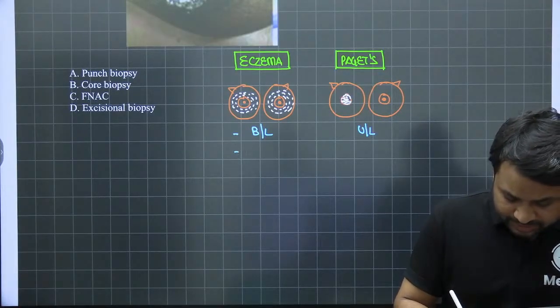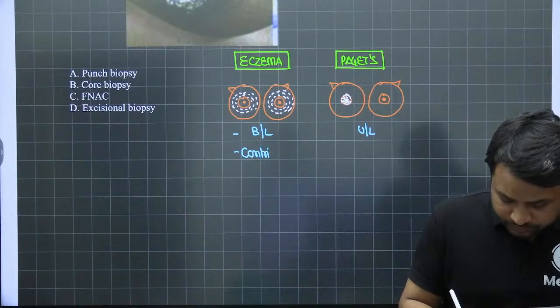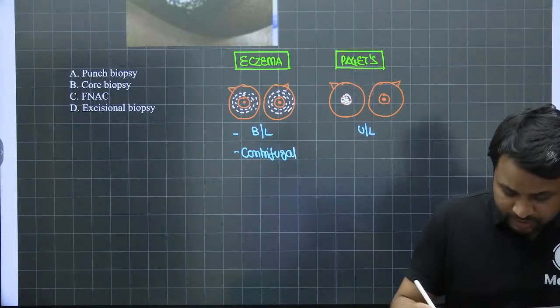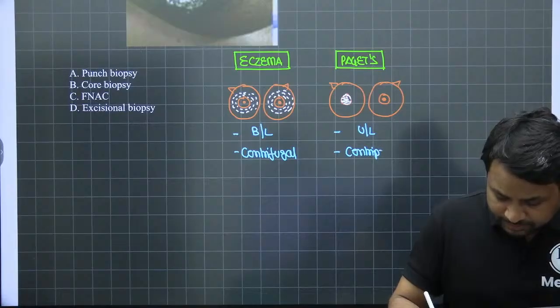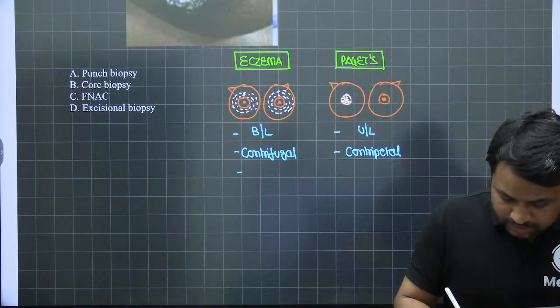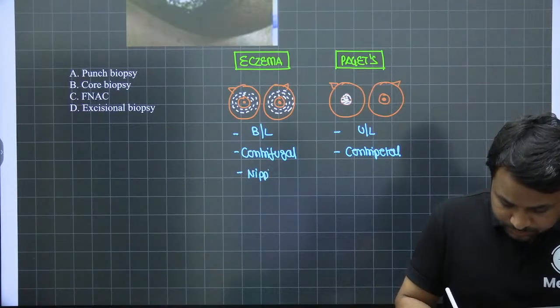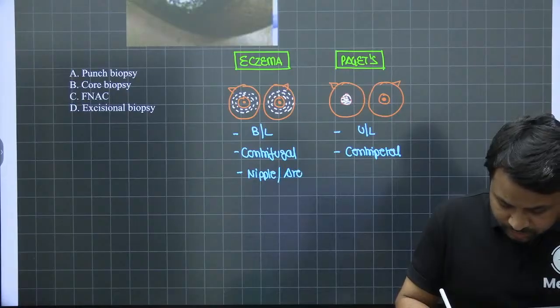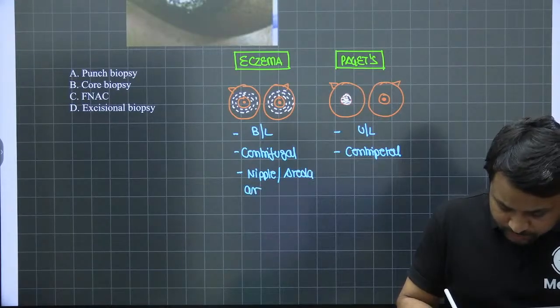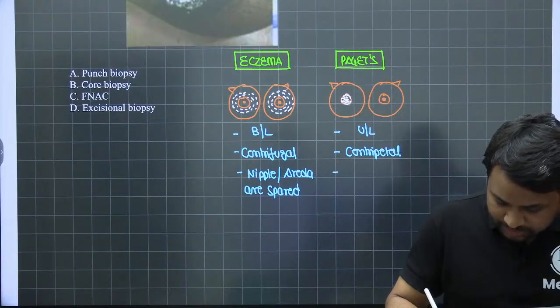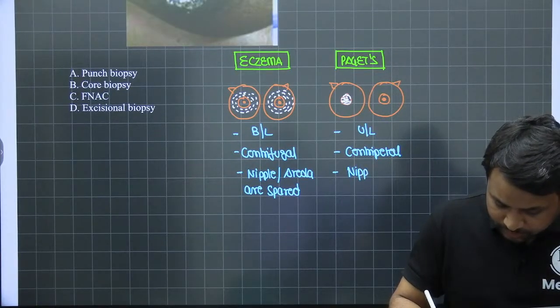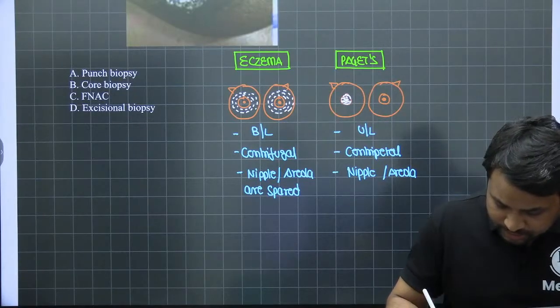Eczema is centrifugal, meaning it grows away from the nipple and areolar complex. Paget's is centripetal, meaning it grows towards the nipple areolar complex. In eczema, the nipple and areola are spared, but in Paget's the nipple and areola are destroyed.